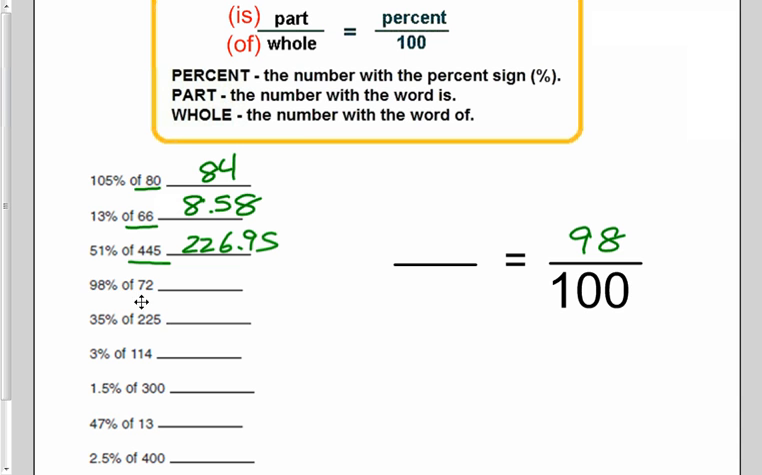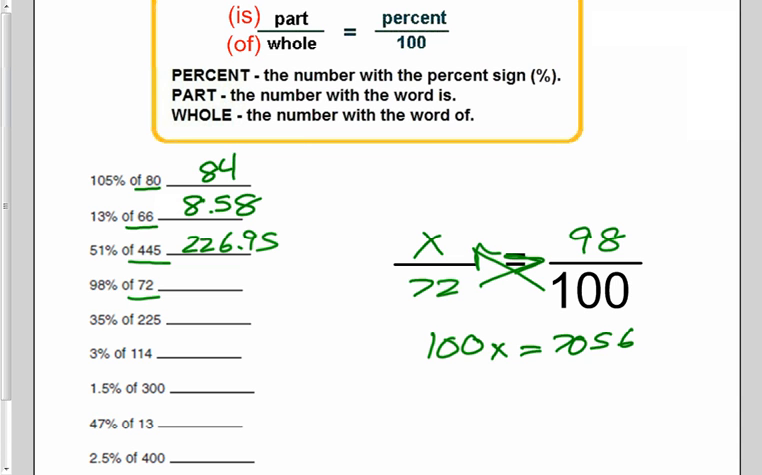What is 98% of 72? So 72 is our whole. What is? So our question is the is, which is our part, 98%. So again, 100x is 72 times 98, and that equals 7,056. And we will simply divide by 100 so that we can get x by itself. I will move my decimal over twice, and x equals 70.56. So 70.56 is 98% of 72.